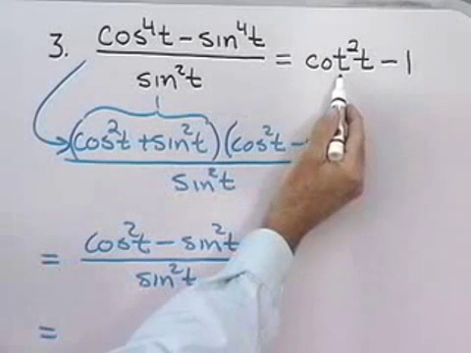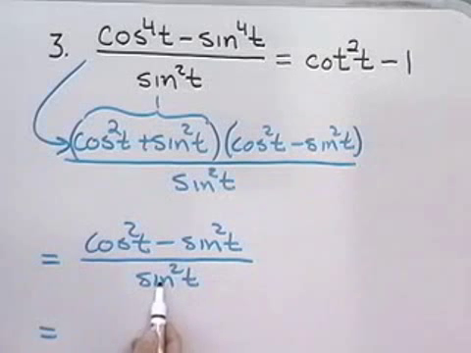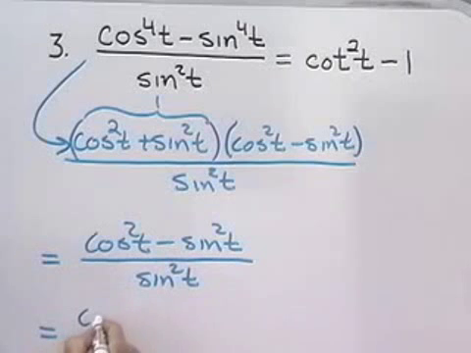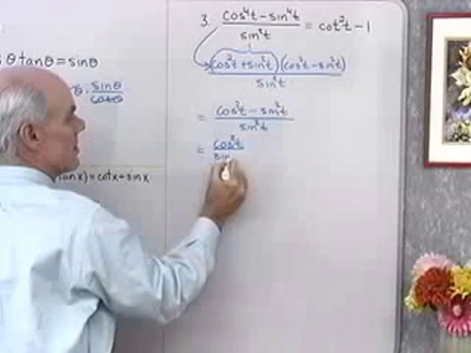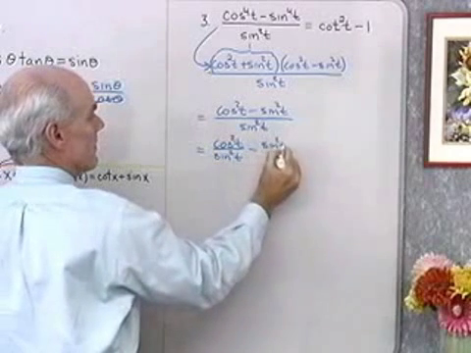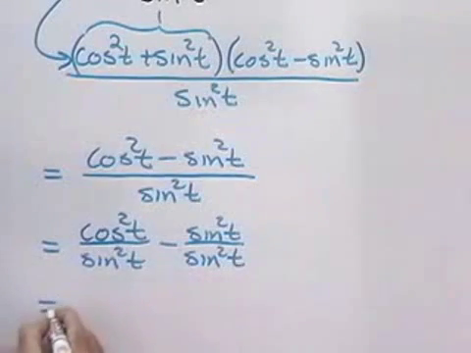Now let's see, I look over here, I want cotangent squared minus 1. Well, if I take this sine squared that divides this numerator and divide each term in the numerator by it, I'll have what I'm looking for. Cosine squared t over sine squared t minus sine squared t over sine squared t. And look what I've got here.